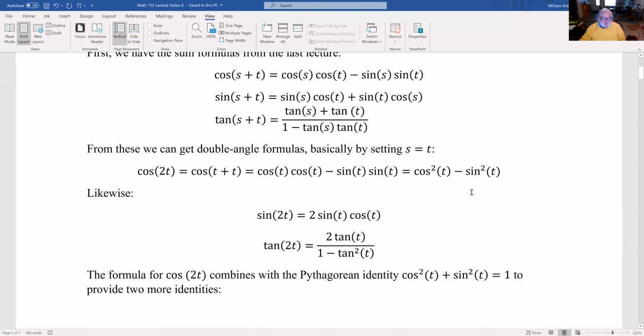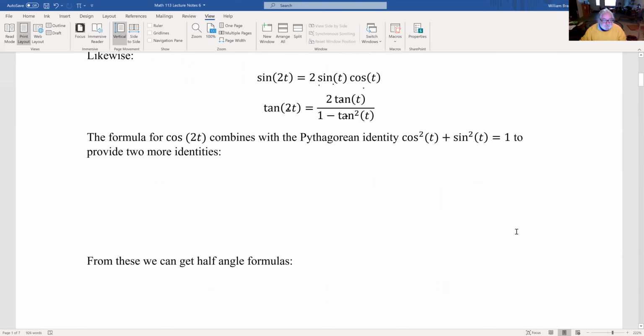So double angle formulas are pretty easy to derive. You just set s and t to be equal to each other. So cosine of 2t is cosine of t plus t, so we just use this formula. You get cosine squared t minus sine squared t. Same thing here: if you set s and t equal to each other in this formula, you get sine of 2t is 2 sine t cosine t. If you set s and t equal to each other here, you get tangent of 2t is 2 tangent t over 1 minus tangent squared of t. So those are the double angle formulas.